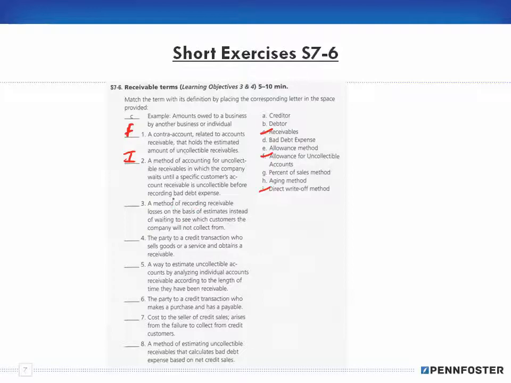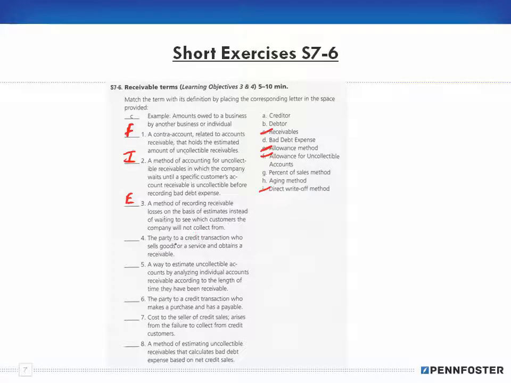A method, again, a method of recording receivable losses on the basis of estimates instead of waiting to see which customers the company will not collect from. Okay, that would be the allowance method. Because why? It's a method first, and we're making an estimate as to what would be bad debt. We're not waiting for it to come off. Remember, the allowance method and the direct write-off method are the two methods for paying attention to our bad debts.